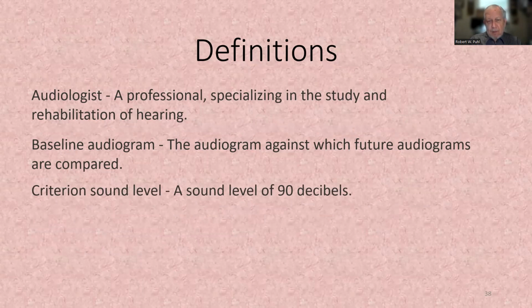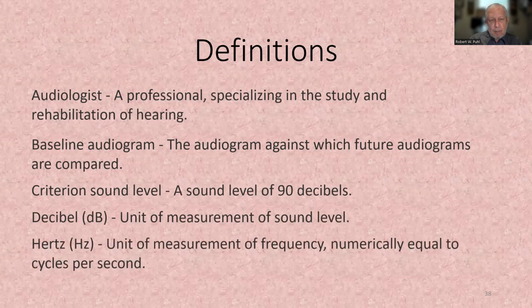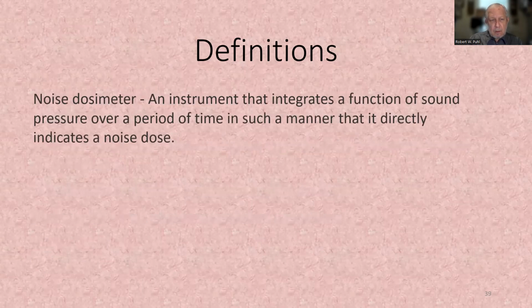Criterion sound level is a sound level of 90 decibels. So you get the action level and the criterion sound level. Why they call them two completely different ways, I don't know. Decibels, unit of measurement of sound level. Hertz is a unit of measurement of frequency, numerically equivalent to cycles per second. So that's the frequency, it's a hertz. A noise dosimeter is an instrument that integrates a function of sound pressure. So it basically measures noise.